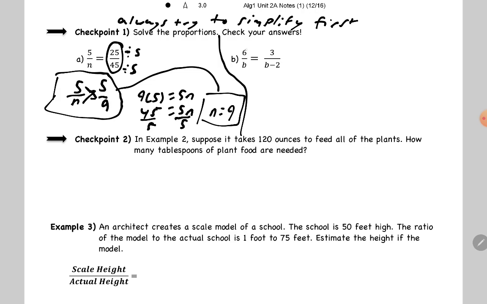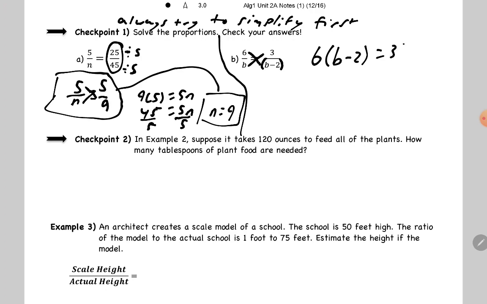So this one is a bit different. We're still going to do our cross multiplication. So this is 6 times the quantity b minus 2. You've got to be careful. When they have multiple things down here, put it in parentheses. This is in parentheses here.